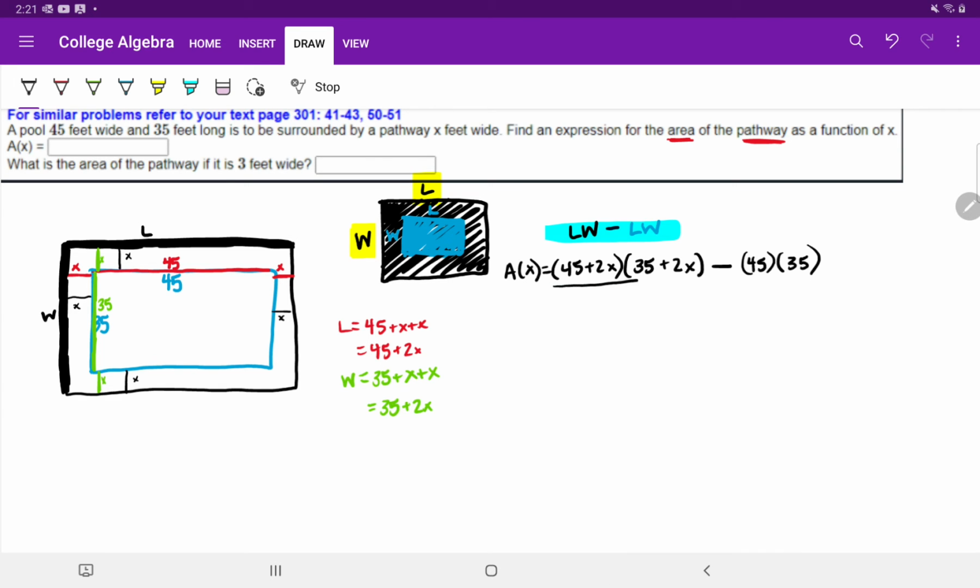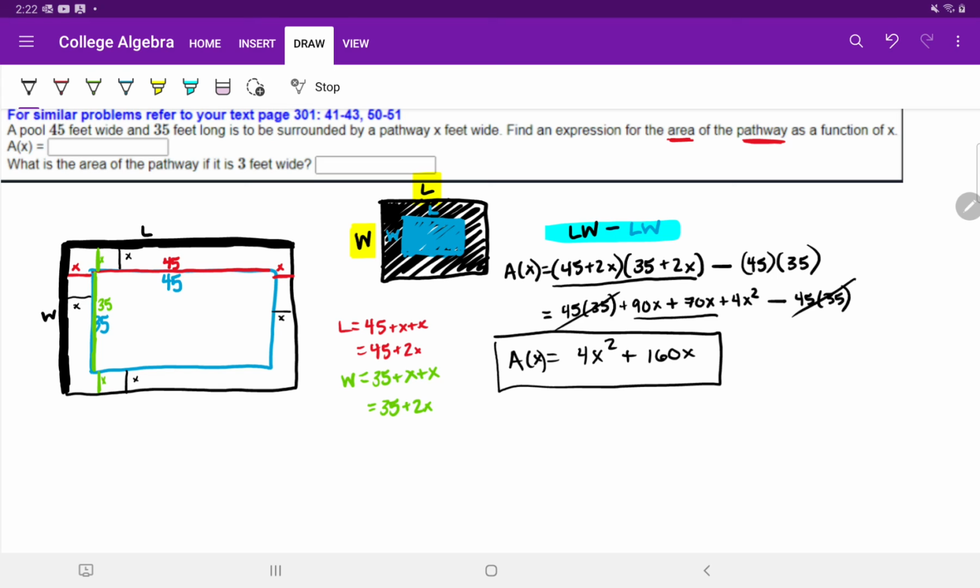So first I'm going to FOIL this first binomial times binomial. So I'll take 45 times 35, and normally we would actually multiply that out, but I'm not going to, and you'll see why in a second. Then we'll do outside, so plus 90x, inside plus 70x, and then finally last plus 4x squared, minus 45 times 35. Now this first 45 times 35 will cancel with the minus 45 times 35. So we'll combine these and we end up with 4x squared plus 160x. So this simplified down pretty nicely. That's our A of x.